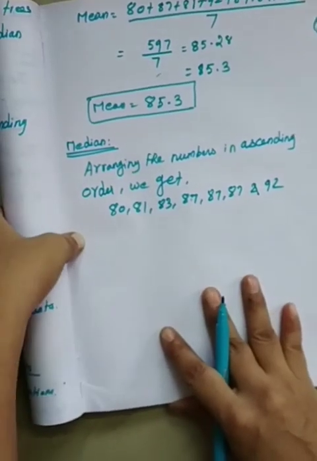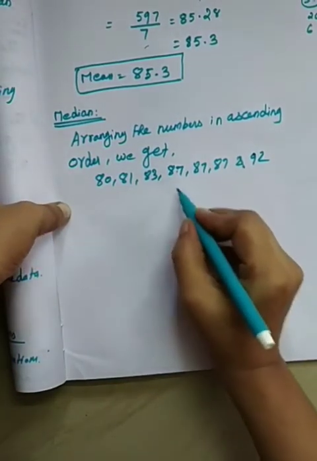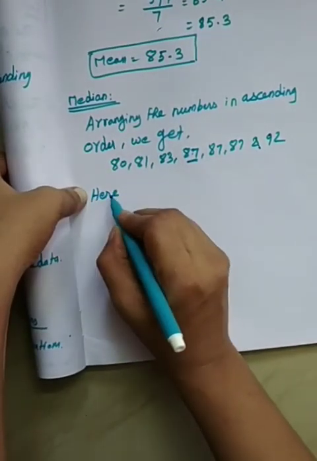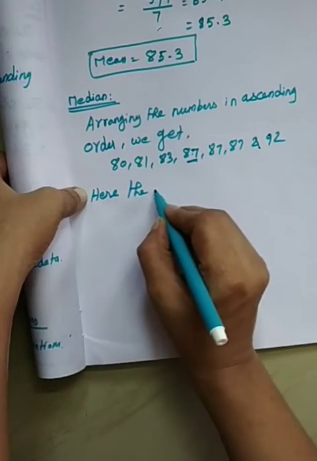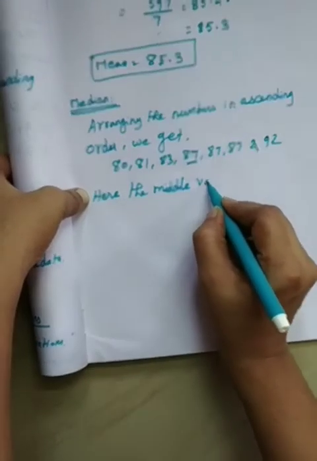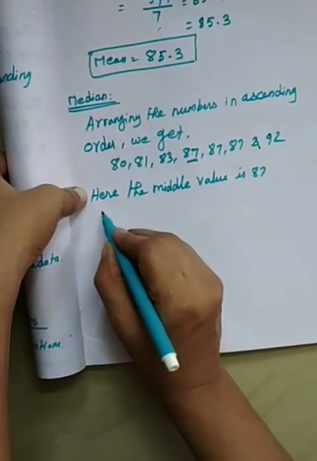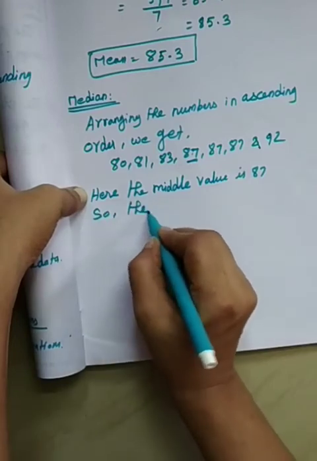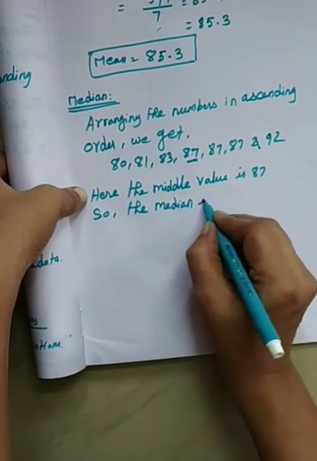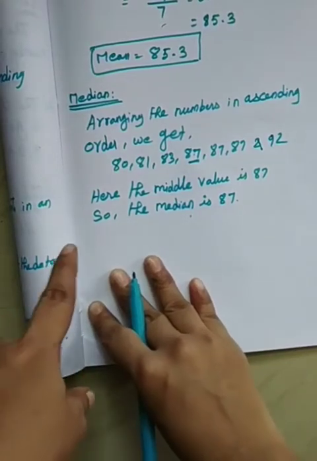Okay, see in this one the middle value is which value? 87. So here the middle value is 87. So the median is 87. Okay, everybody clear the median?